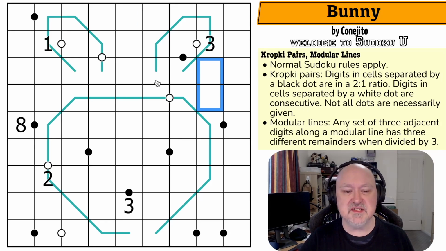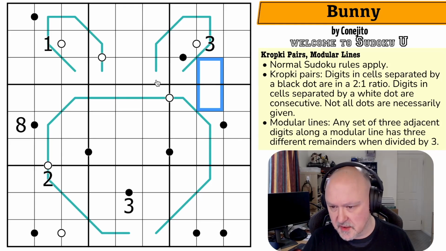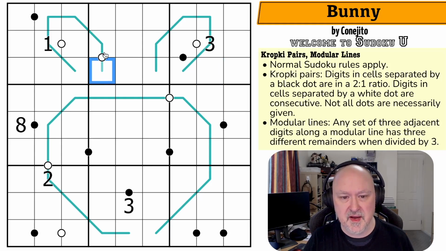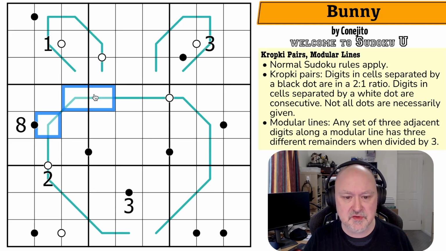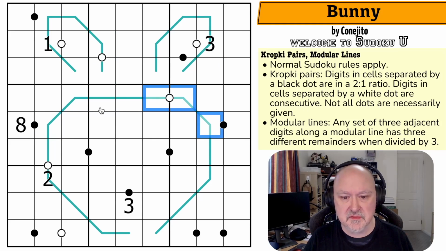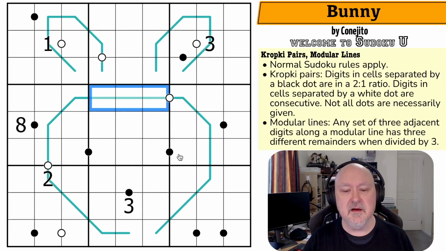The reason that's often stated is because with the original type of Kropki puzzle, all dots were always given, but that changed a long time ago, though you do see those puzzles still. Modular lines: any set of 3 adjacent cells along a modular line has 3 different remainders when divided by 3. So the 3 digits in these cells must have 3 different remainders when divided by 3. The same is true of those cells, and those cells. Now, I like to put it in the rules.